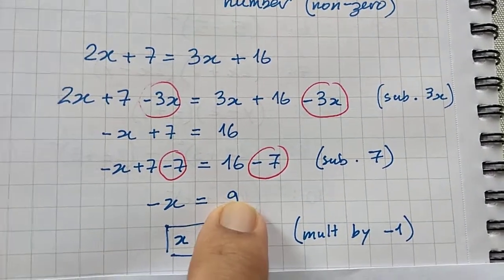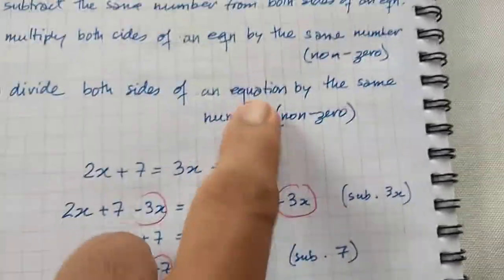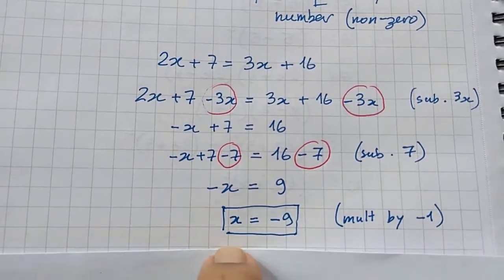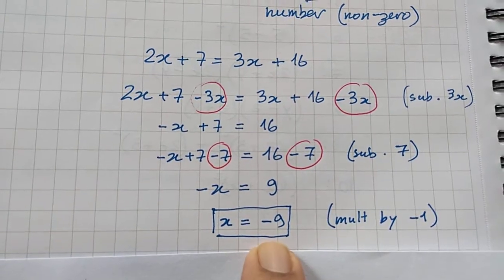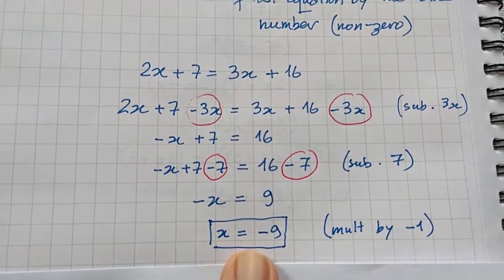So minus x is equal to 9. We multiply both sides by minus 1. We are allowed to do that because minus 1 is not 0. And we'll get minus x multiplied by minus 1 is x. 9 multiplied by minus 1 is minus 9. And this is the solution of the equation. x is equal to minus 9.